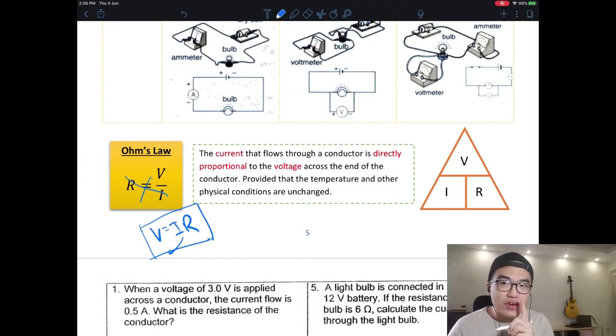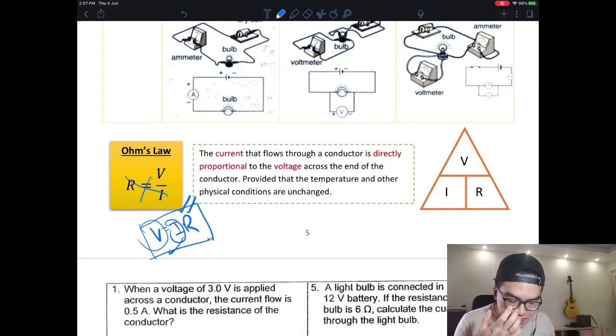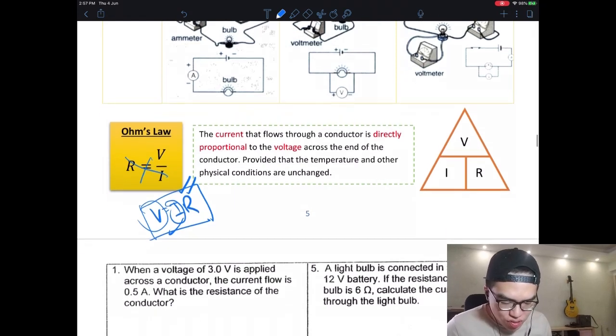Like I told you just now, if you have a voltmeter, you will know the V. If you have an ammeter, you will know the I, the current. By knowing V and I, I can calculate my R. That's why we don't use an ohm meter. Very simple, because you have V, you have I, you can calculate the R yourself.